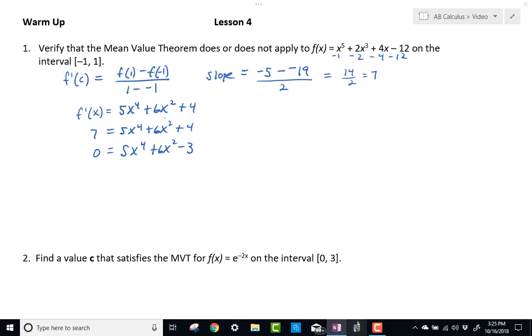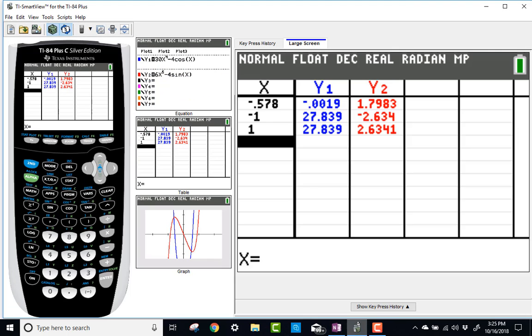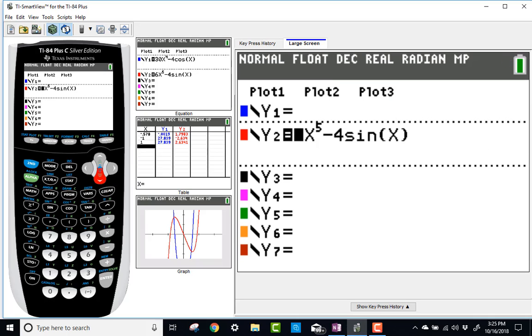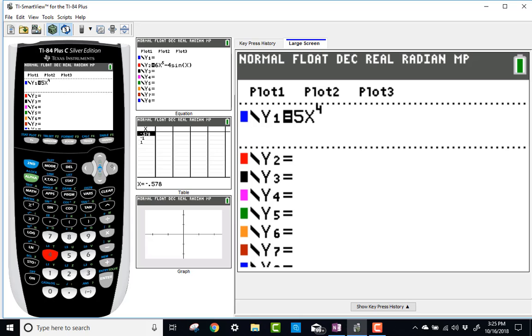We'll go ahead and open up our graphing calculator here. We'll go into our Y window. I'm going to clear out these from yesterday. So 5x to the 4th, and then plus 6x squared, and then minus 3. Now I could have also solved this with the quadratic formula, but I just figured this was a good one to graph.